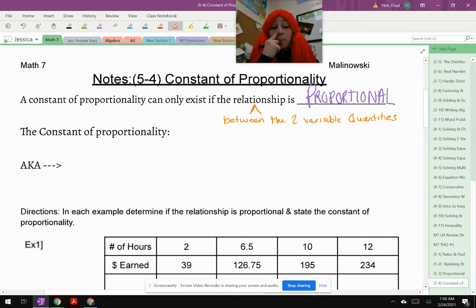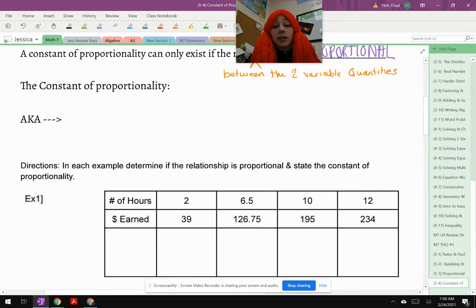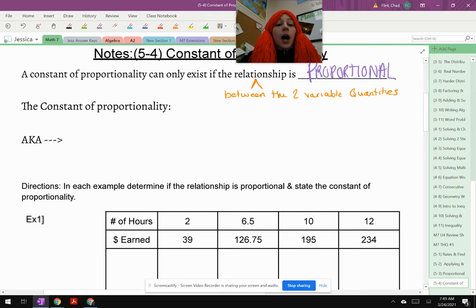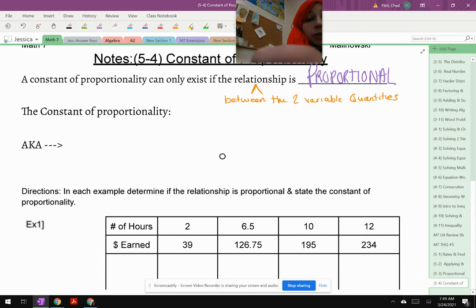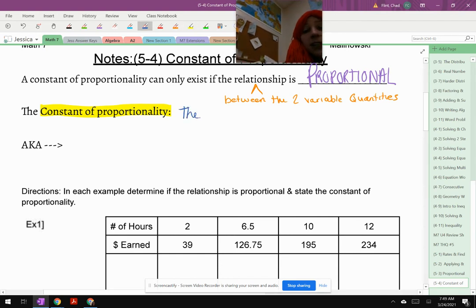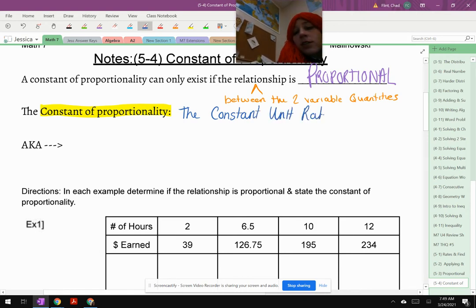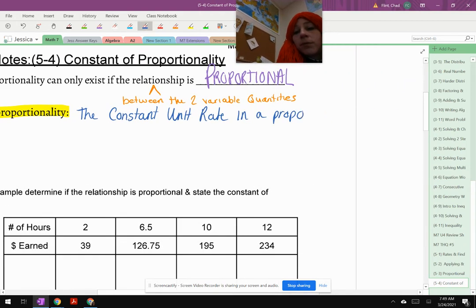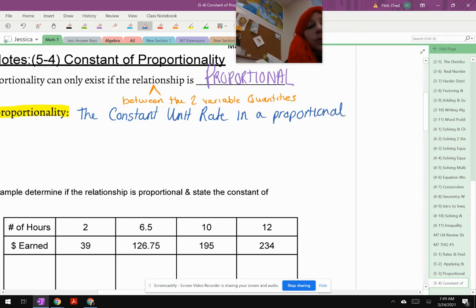Quantities, like in this example down here, the number of hours and the dollars earned. Those are our variable quantities. So the constant of proportionality is simply the constant unit rate in a proportional relationship.